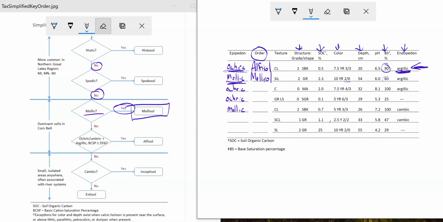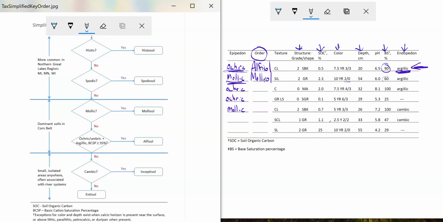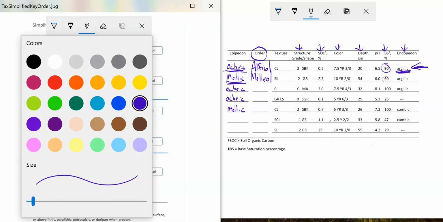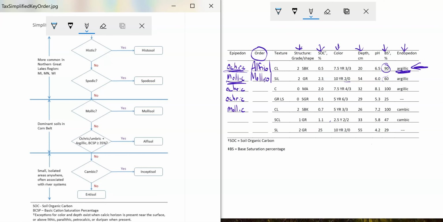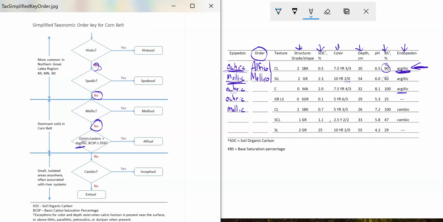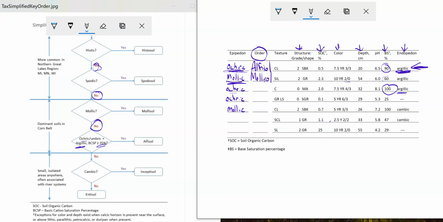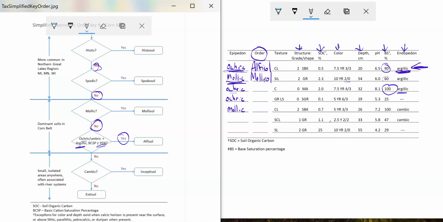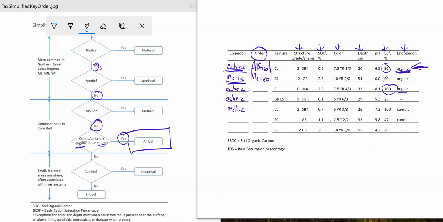As we continue then, we'll reset, work through the next set. Histic? No. Spodic? No. Molic? No. Okay, now we're to an ocric again. We do have an ocric, so we'll check ocric. Do we have an argillic? The answer is yes, we do have an argillic. What about our base cation saturation percentage? Is it greater than 35%? It is. So the answer is yes to all of those questions. We have another Alfisol.